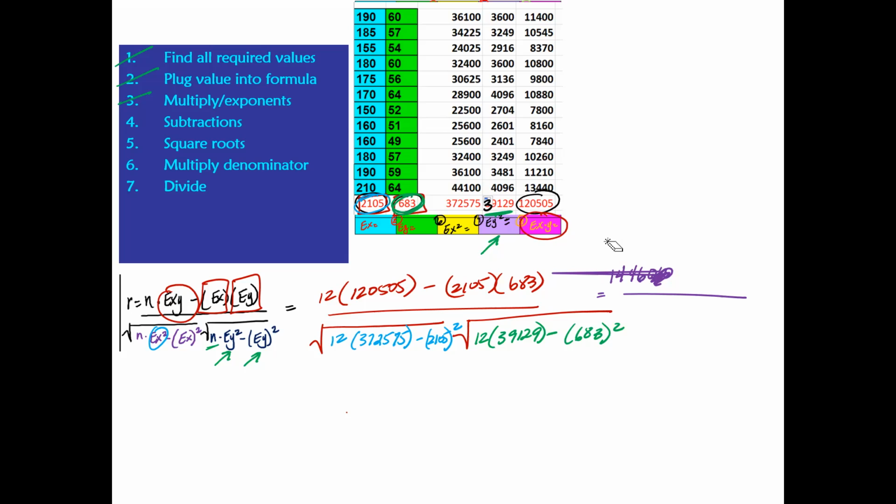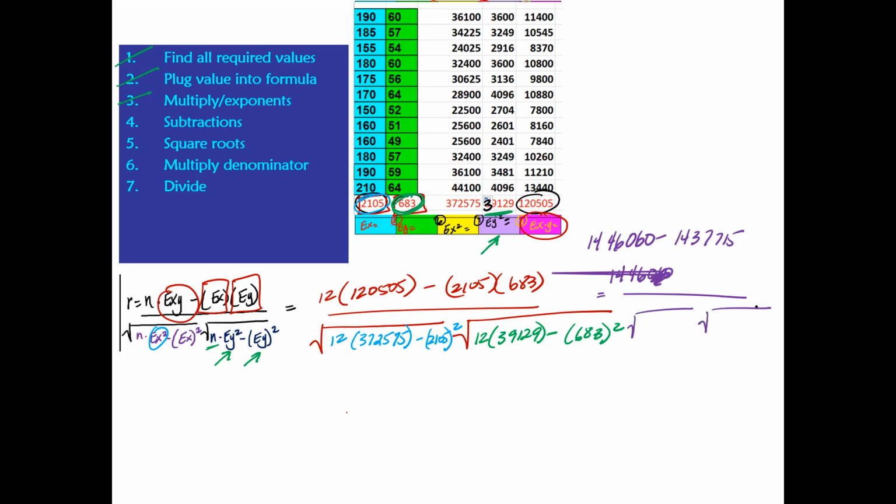We'll just go ahead and do 1446,060 minus, and then you want to do 2105 times 683. So let's try that. 2105 times 683. And that's going to give you 1437715.